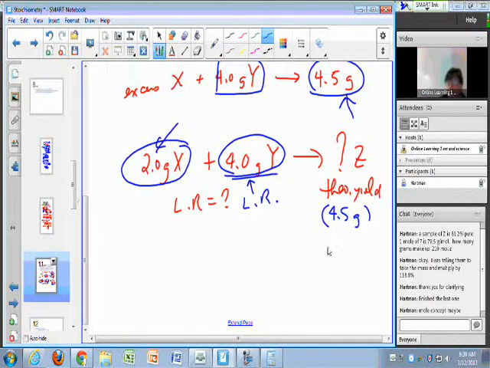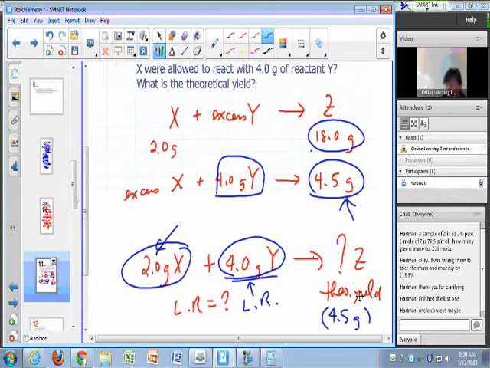And I can actually figure out by proportion how much of my 2 grams of X would have been used up. I'm not going to use up all of that 2, because if I were to use all of that up, I'd make 18. I cannot make 18. I can only make 4.5.